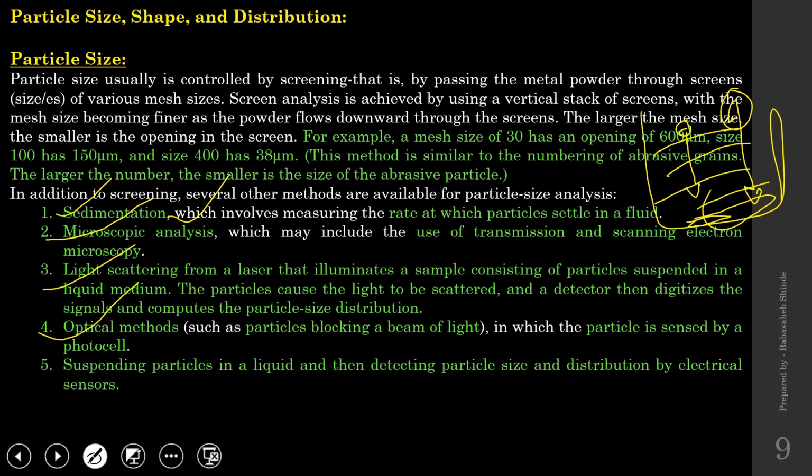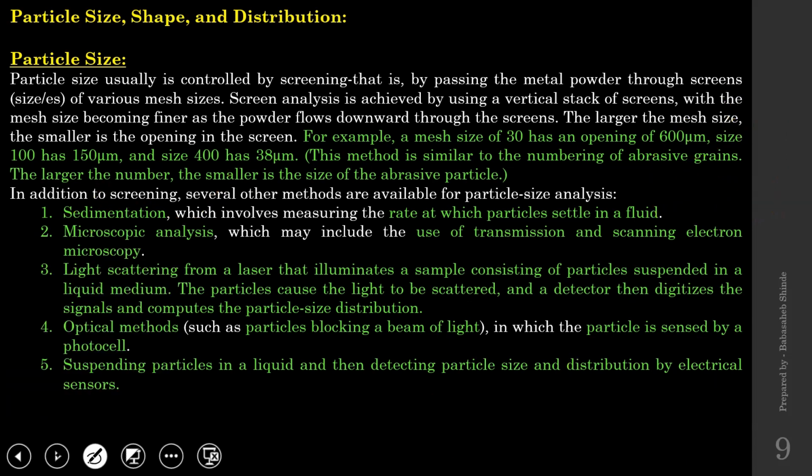Similarly, then microscopic analysis is there, and light scattering. A laser will be allowed to fall on the metal powder particles, and the scattered light will be absorbed through sensors, and that will be utilized to identify the particle size. Then optical methods, that is, on one side there would be a light source, on the other side there would be a sensor, and when powder is passed in between those two, the obstacle created by that particular particle will be utilized to identify particle size. So these are the various techniques that we also discussed in the last session.